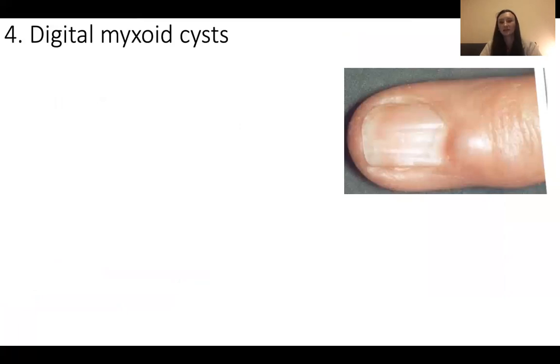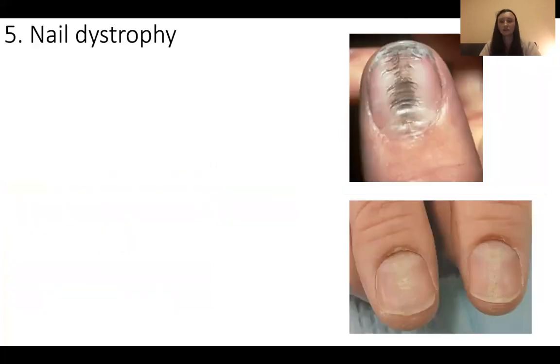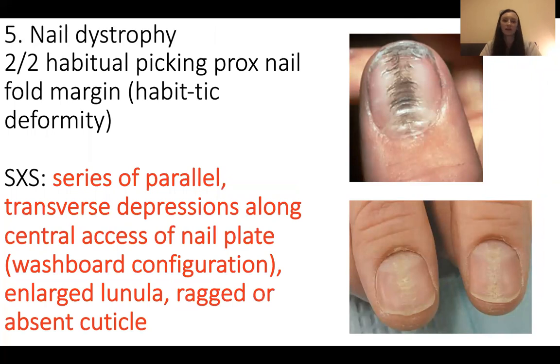Digital myxoid cyst. So you have this cyst and it creates a nail that's not going to grow properly, and you don't have a groove along the nail. And if you open this up, you'll have a sticky, straw or blood colored fluid. Nail dystrophy. So it's these little parallel lines, depressions, due to picking at the fold margin, and it creates this deformity.